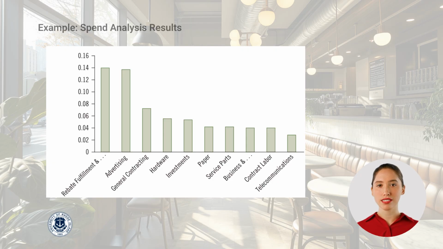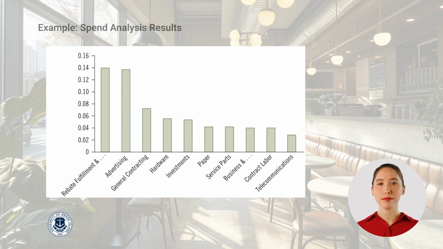From a procurement and supply management perspective, this visualization helps us prioritize effort. High spend categories like rebate fulfillment and advertising are prime candidates for strategic sourcing, supplier negotiations, contract consolidation, or performance management, because even small percentage improvements can yield significant dollar savings.